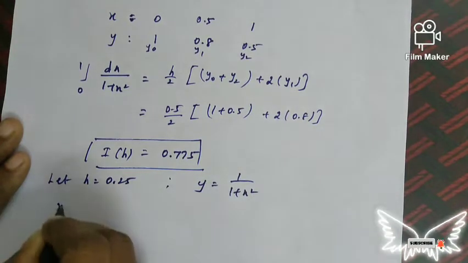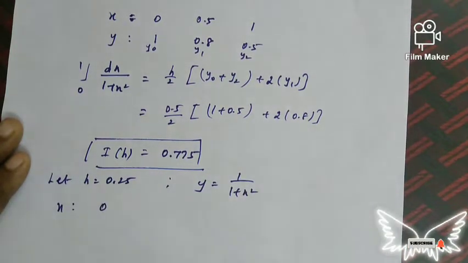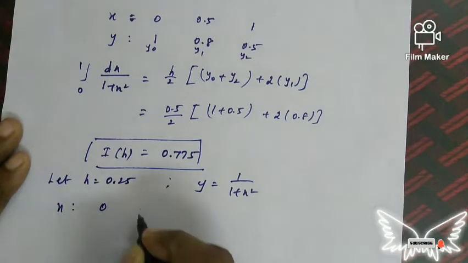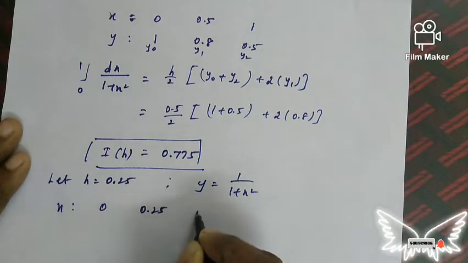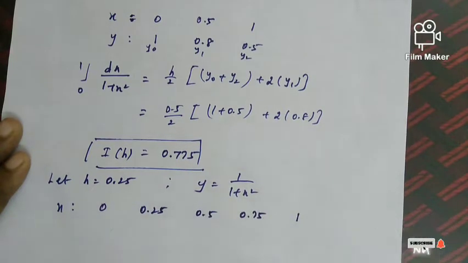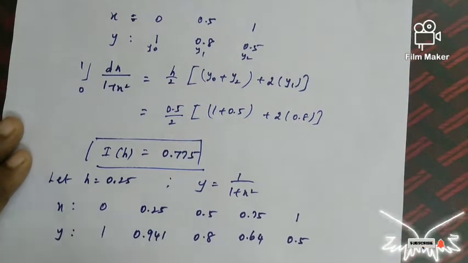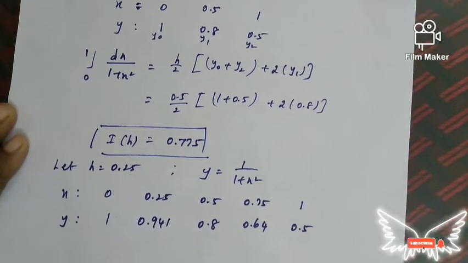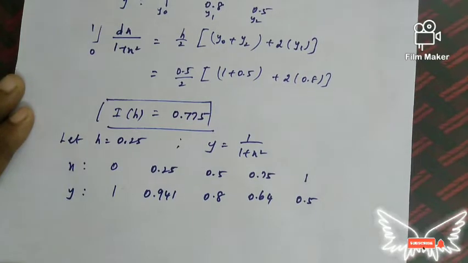Okay, x data: 0, 0.25, 0.5, 0.75 and 1. Is it right? Then the corresponding y values are 1, 0.941, 0.8, 0.64 and 0.5.